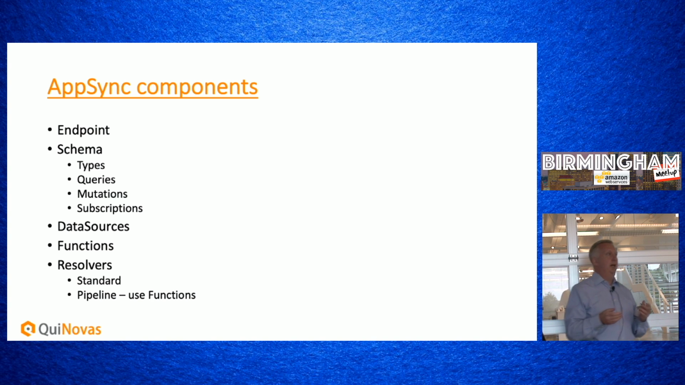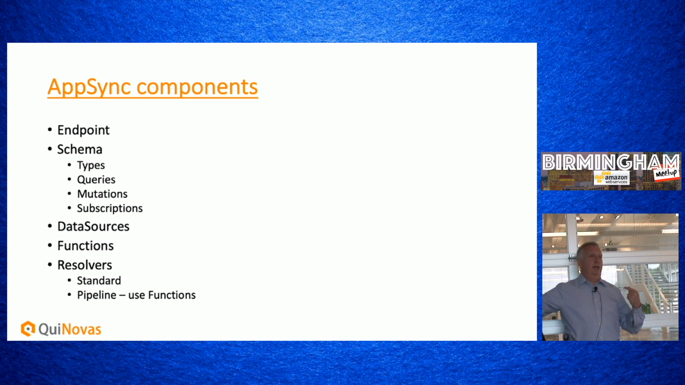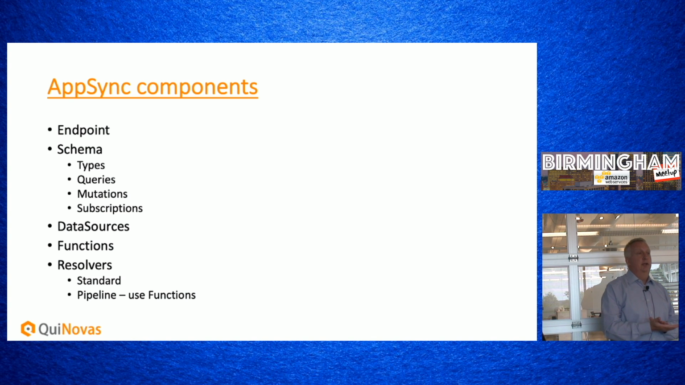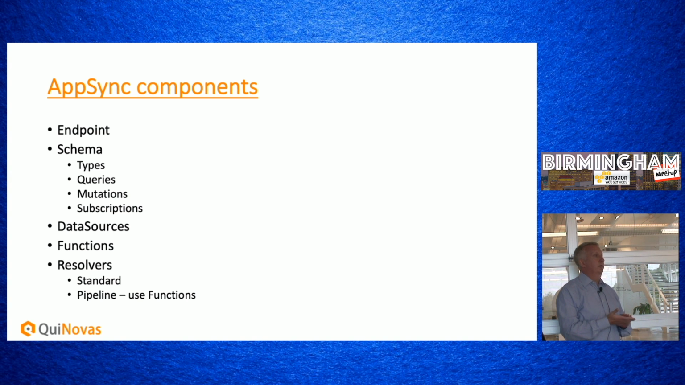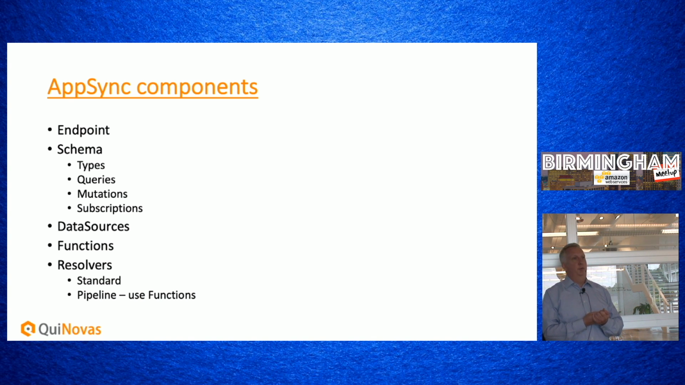Resolvers are the glue that tie the queries, mutations, and subscriptions in your schema to the data sources and the back end. And we'll look at resolvers in a second. Resolvers are written in Velocity template language, and they allow you to very, very quickly manipulate what is a JSON input from AppSync into what you're going to be doing on the back end for getting your data or putting your data. There's two types. There's a standard resolver, which accesses one data source, and then there's a pipeline resolver, which takes functions and can access multiple data sources as it moves through its pipeline.